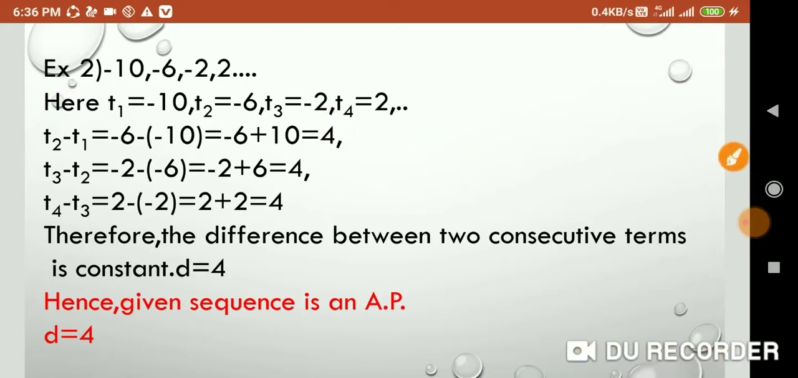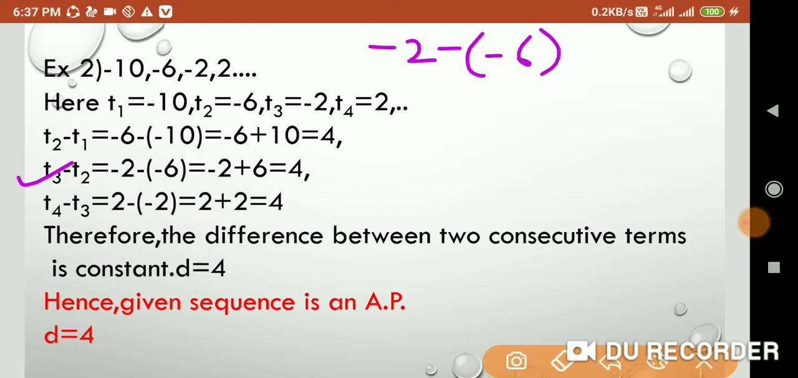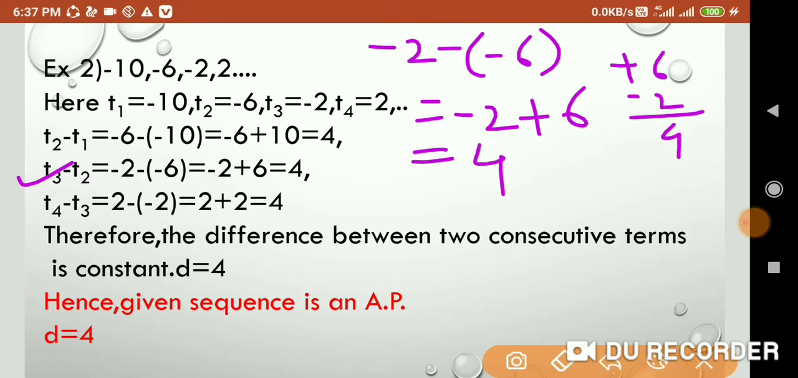Now see the second, T3 minus T2. T3 is equal to minus 2 minus T2 which is minus 6. Therefore it can be written down inside the bracket. Now again solve this bracket. Minus 2 minus minus becomes plus 6. Again minus plus, that means here we do subtraction. It is simple subtraction. See here, plus 6 and minus 2, that means the subtraction is 4. That means here we again get the common difference D is equal to 4.